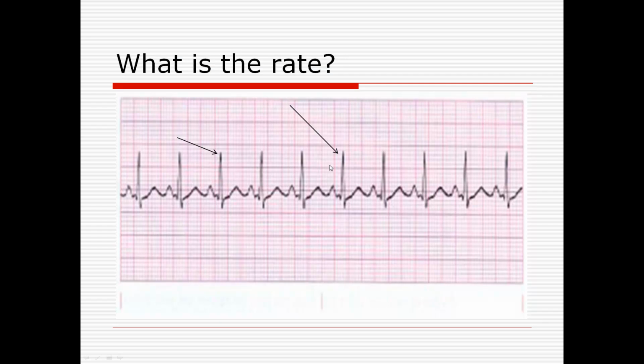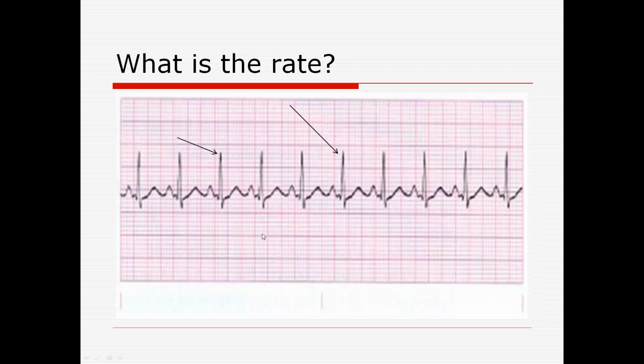So what's the rate here? Let's pretend this is a 6-second strip. In 6 seconds, how many QRSs? Times it by 10. This is 100 beats a minute. So 100 beats per minute for this 6-second strip.